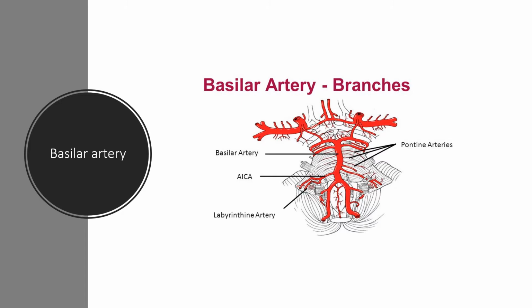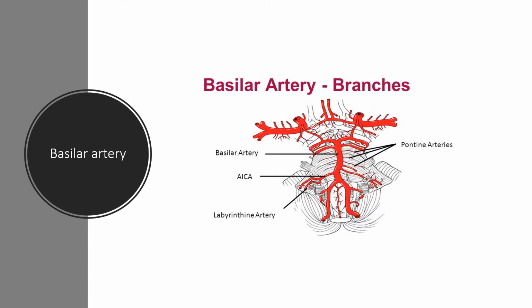We will see what the branches of the basilar artery are. Like the vertebral artery, the basilar artery also gives off 5 sets of branches. Pontine branches. These are numerous, short, slender paramedian vessels which pierce the pons to supply it.